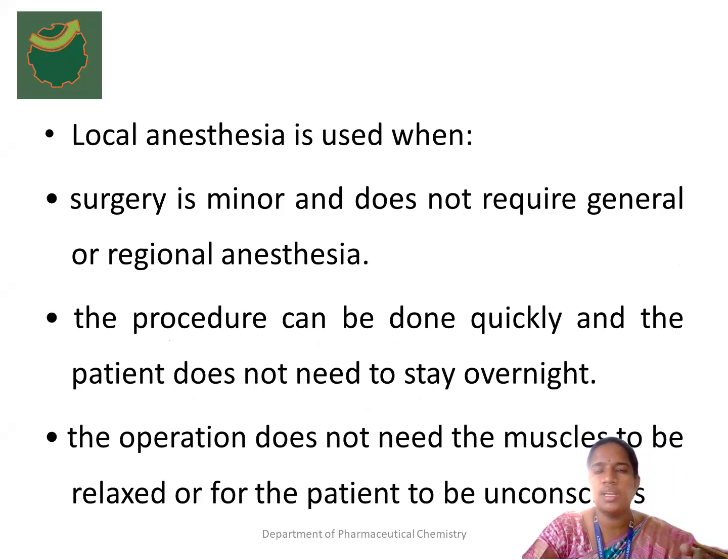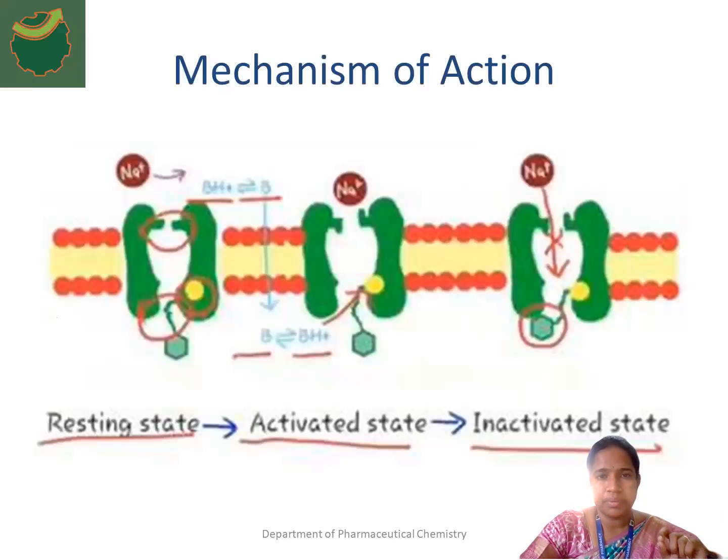In case of general anesthesia, the patient becomes unconscious. Okay, and this is done very quickly. Immediately, that part of the area becomes numb. So you need not stay in the hospital for the whole night. So these are the uses of local anesthetics. Right. Coming to the mechanism of action.